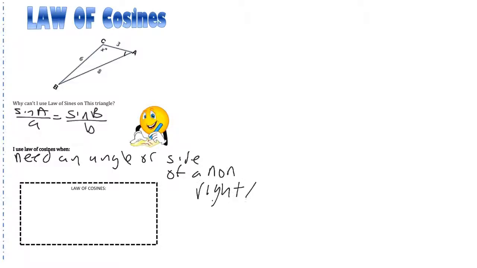So if I can't use the law of sines, I'm going to set up something known as the law of cosines. We use this when we need an angle or side of a non-right triangle, and we tried the law of sines and it didn't work. So you use it when the law of sines doesn't work.